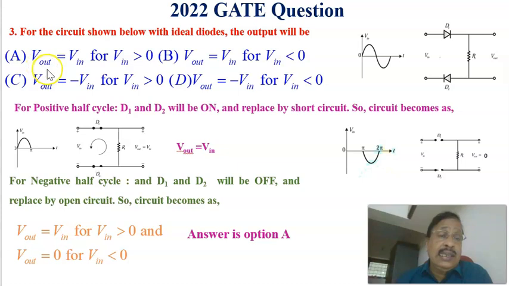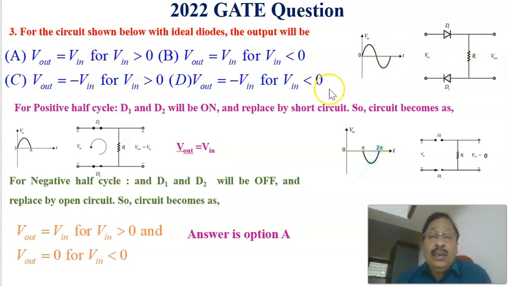The options are A, V out equal to input voltage V in for V in more than 0, that is during the positive half cycle. Option B is V out equal to V in for V in less than 0, for negative half cycle. Option C is V out equal to minus V in for V in more than 0, or for positive half cycle it is equal to minus V in. And option D is V out equal to minus V in for V in less than 0.